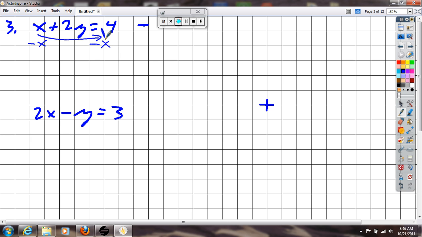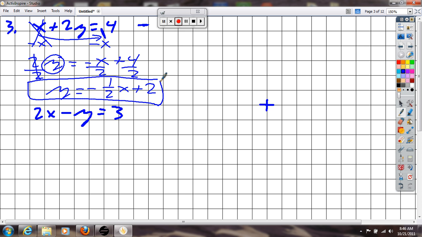The x is going to go here in front of the 4. That's going to give me 2y, because the x's here cancel. I end up with 2y on the left equals -x plus 4. Now I still want to get y by itself, so I have to divide by 2 on all parts. 2's here cancel, so y equals -1/2 x plus 2.